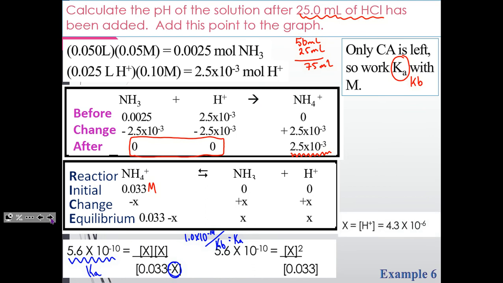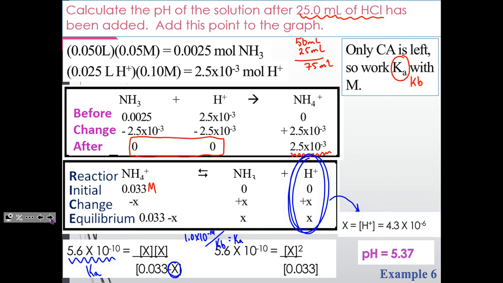We get the H+ concentration now. Please be careful. So many students forget if this is OH or H+. You've got to figure out what you're solving for. From here, we can get the pH. And man, what a significant drop from 9.26 down to 5.37.